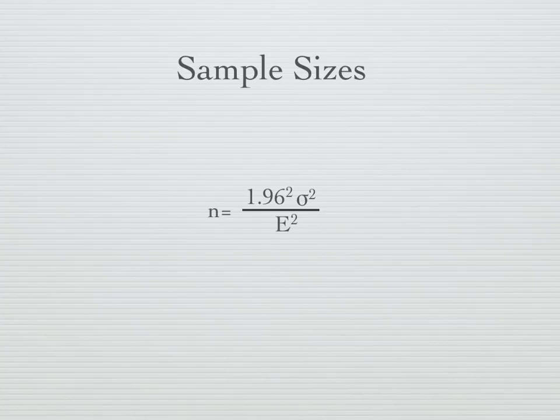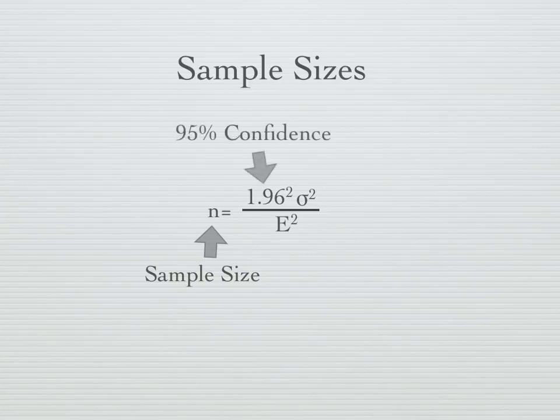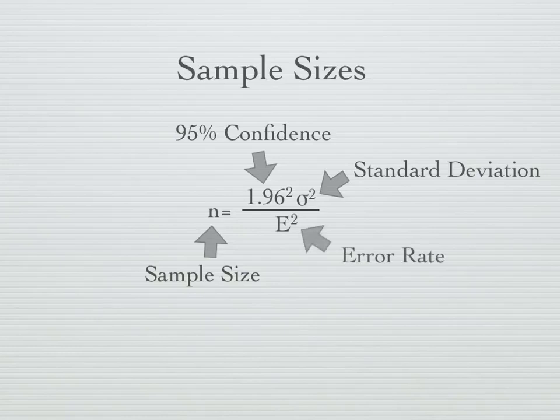In this slideshow, I'm going to talk about sample sizes, and always an equation to use. So in this case, the equation is n is equal to, which is our sample size, 1.96 squared, which is the 95% confidence, times the standard deviation squared, which is sigma squared there, times the error rate squared, which is represented by capital E.